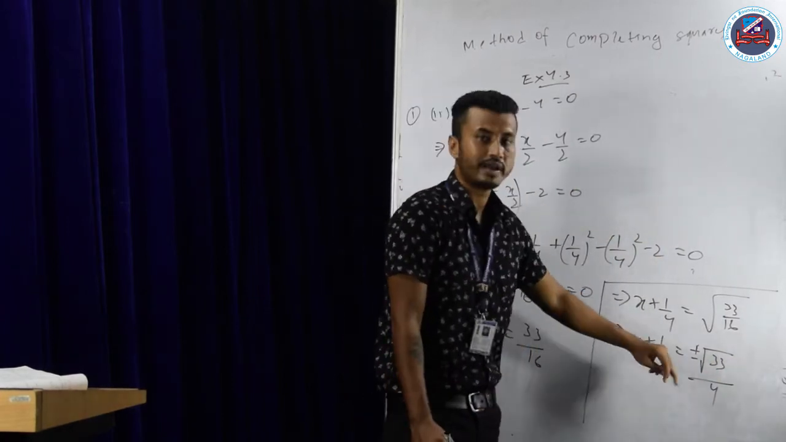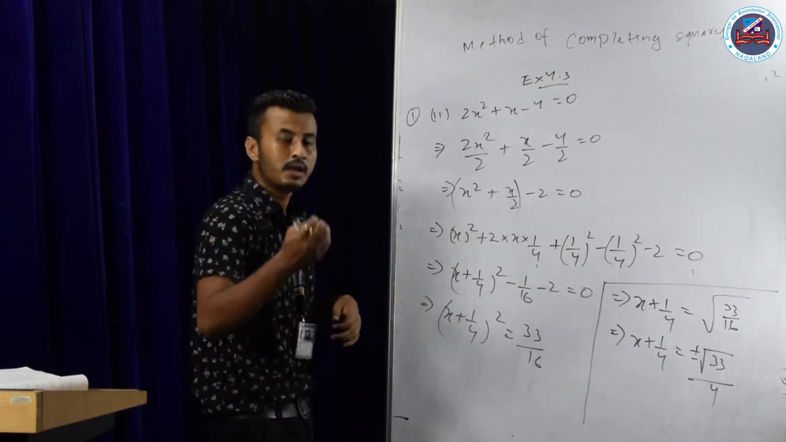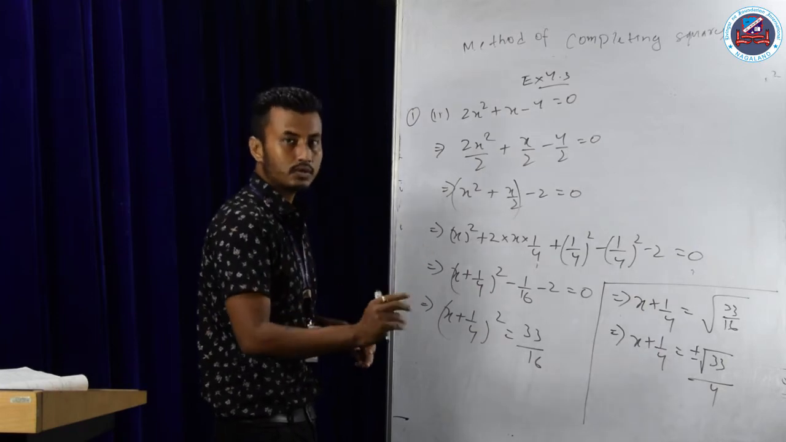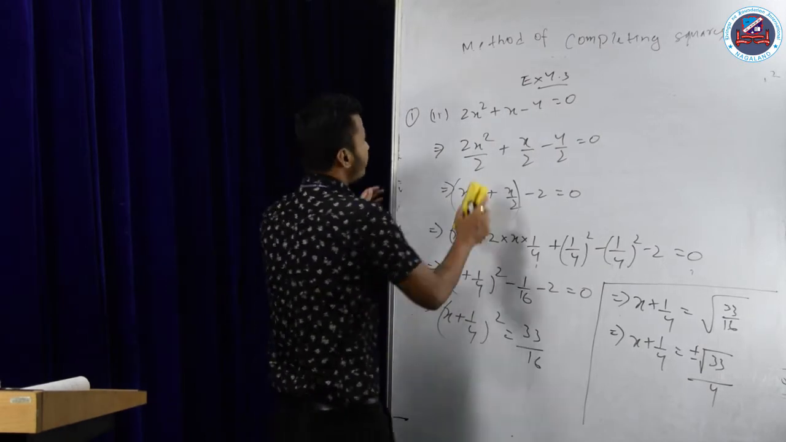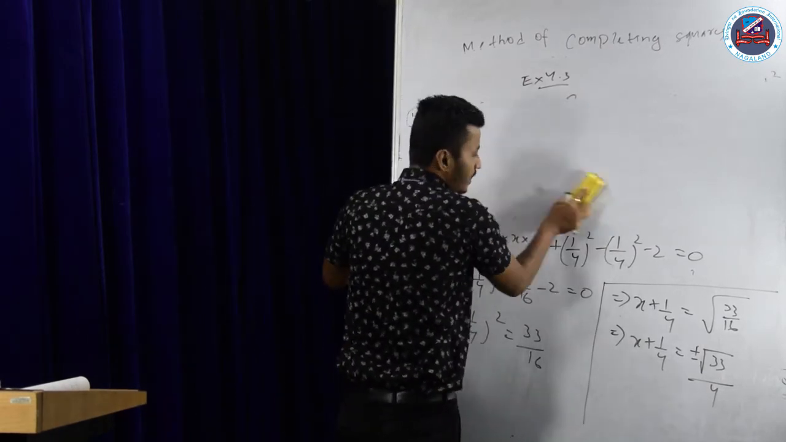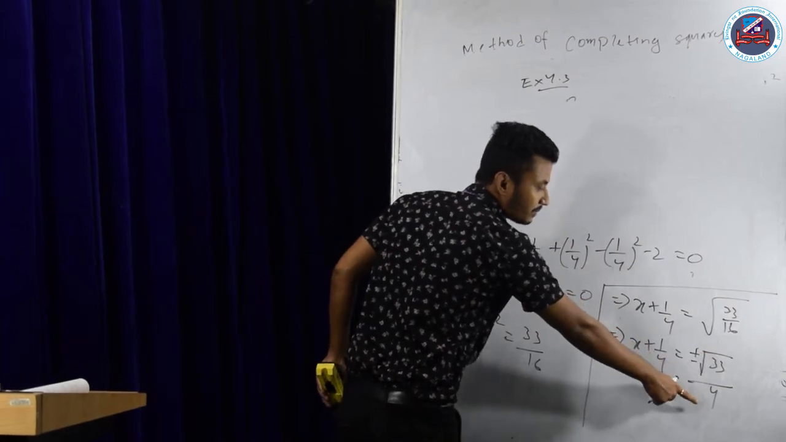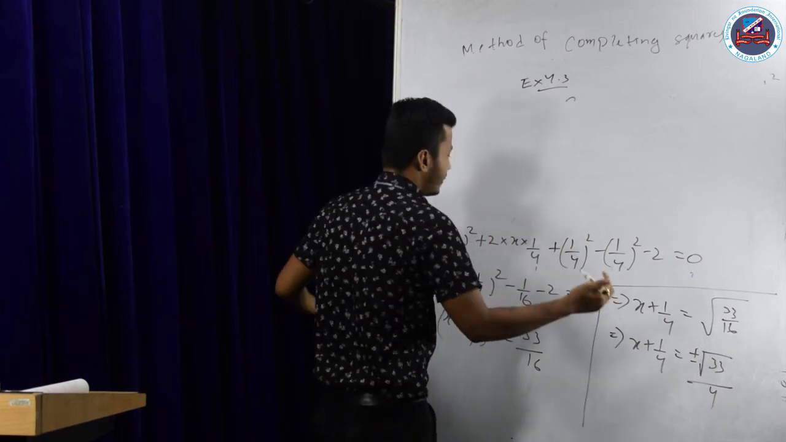Why did it become plus minus? See guys, under root of any number can be either positive or negative. Minus 2 whole square is plus 4, plus 2 whole square is also plus 4. Done? Now, I'll finish it off. How will I finish it off? See guys, x plus 1 by 4 is plus minus under root 33 by 4. That means there are two values, a positive value and a negative value.